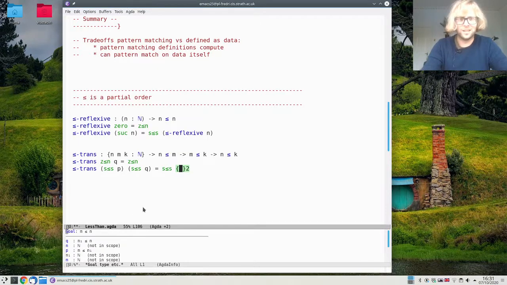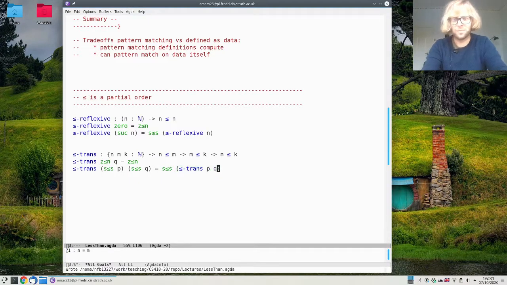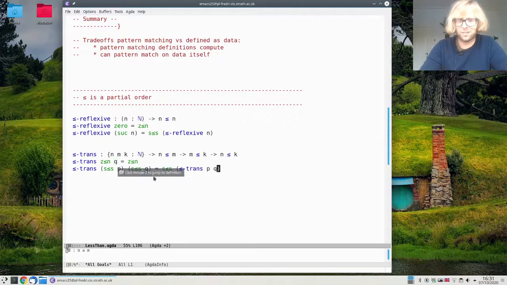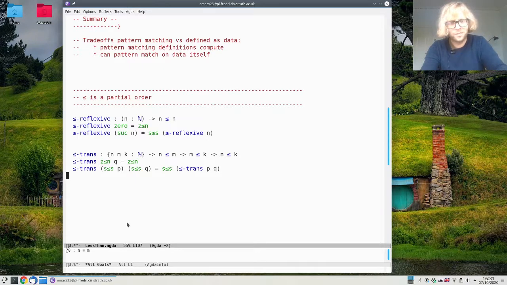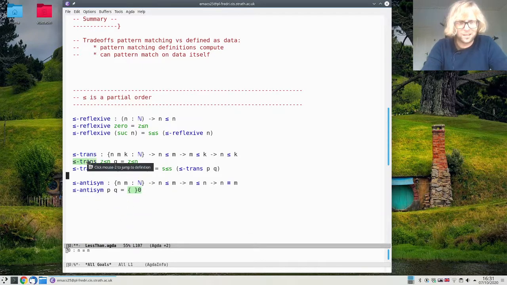And secondly, we have exactly a p and a q that have peeled off a successor each on both sides. So we can do a recursive call on the p and the q. Okay, so that looked very smooth and very easy, but it's only because I did the right thing and pattern matched on the first proof. If I started pattern matching on the second one first, then I would have had a horrible time. So it's not always as easy as it looks.